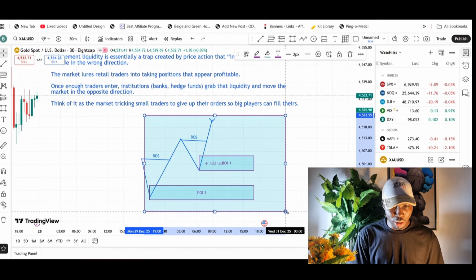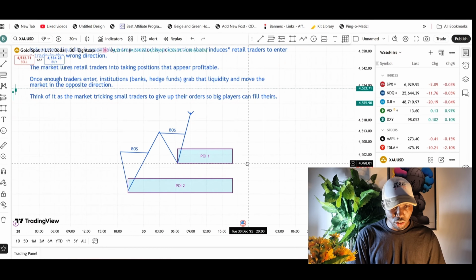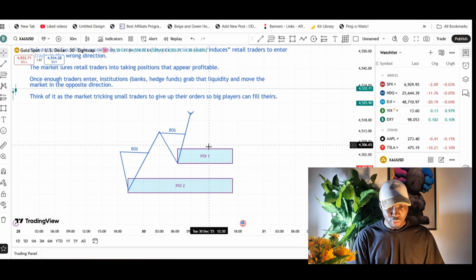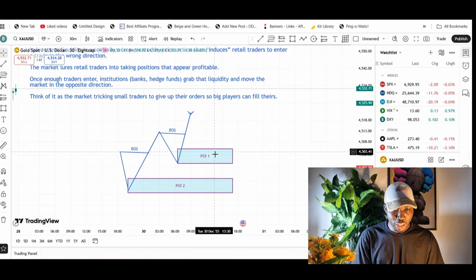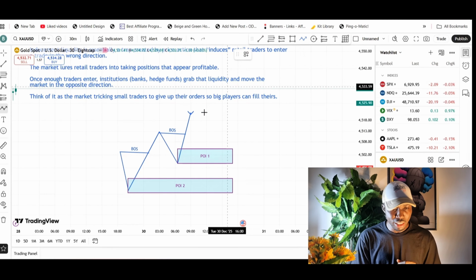So let me show you from here. You can see from this diagram now. Pay attention to this diagram. We have 2 points of interest. POI 1, POI 2. We have 2 points of interest.